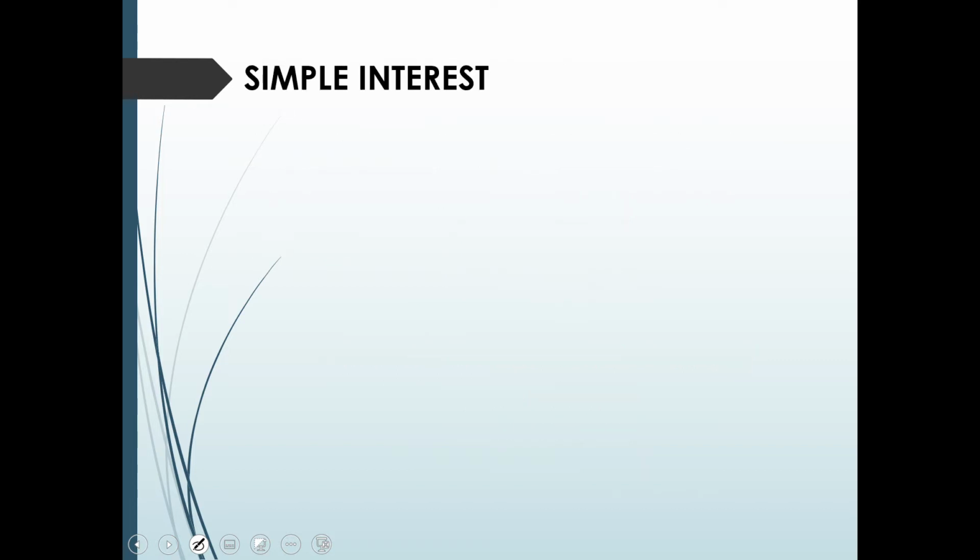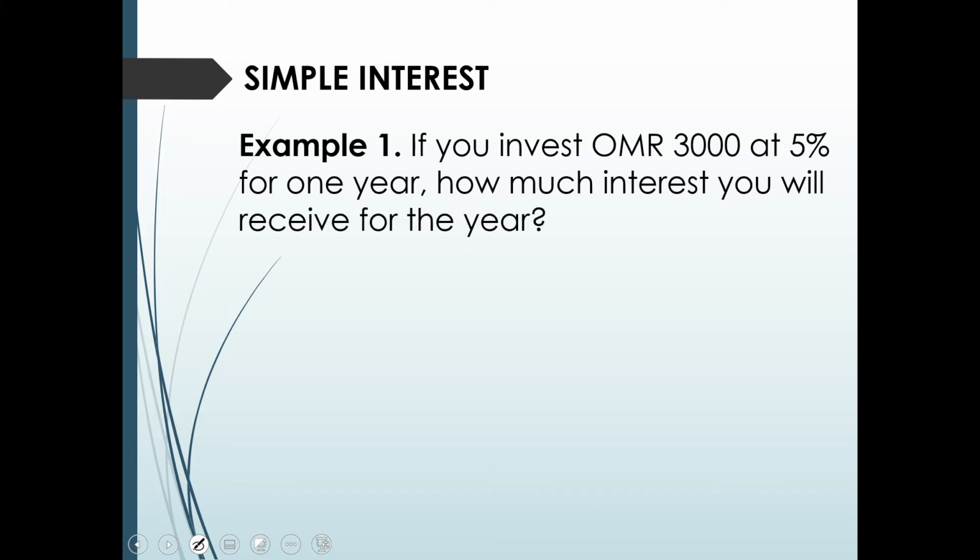So let's have some examples here. Example number 1. If you invest 3,000 riyals at 5% for 1 year, how much interest will you receive for the year? You invest 3,000, so this is your principal amount. Rate 5%, so this will be your rate. T is in years already, so we don't need to change it. T is 1 year. How much interest? So we need to find the value of I.